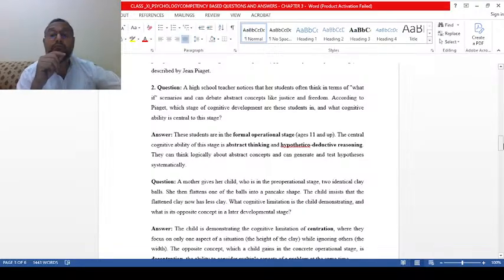And also, here in this stage, hypothetico-deductive reasoning. What exactly does hypothetico-deductive mean? You frame some hypothesis, some assumptions. After that you cross-check which is right or wrong. What is wrong you will remove, what is right you are going to accept. That is the hypothetico-deductive reasoning.